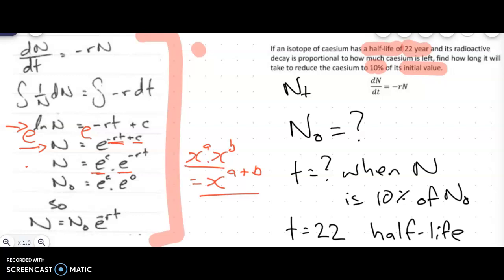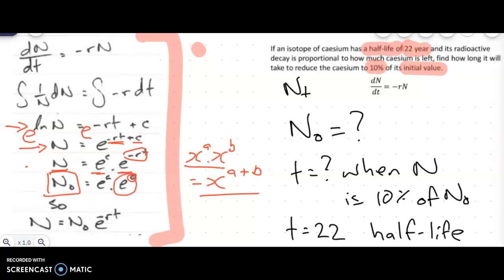Okay, and then we also know, when time is equal to 0, so 0 times minus r gives me 0. When time is equal to 0, the amount of cesium is the initial value. So we write down the initial value just as a variable because we don't know it.